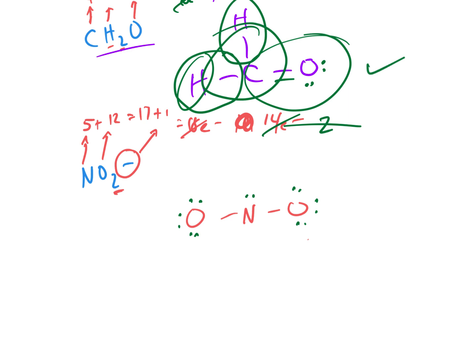Does that work? No, because nitrogen still doesn't have an octet, and now oxygen has more than an octet, right? So we're not going to do it that way. Let's take some from one of the oxygens and make a double bond there. Does it matter which oxygen? Not for this class. Okay? Again, if you take organic chemistry, we'll talk about resonance, but we're not going to deal with that here, so don't worry about it. Okay?